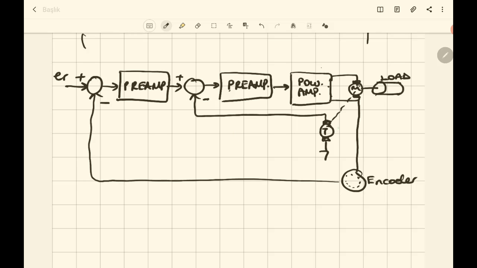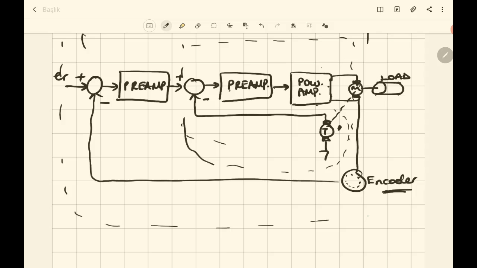As you see here, we have two measurements. One of them is with the tacho generator or tachometer, and the other is with the encoder. The encoder measures the position of the motor, and the tachometer measures the velocity of the motor. For the velocity control here, we have an inner loop, and in the outer loop we have a position control. So for this kind of figure, we can say the main purpose is to control the position, not the velocity.